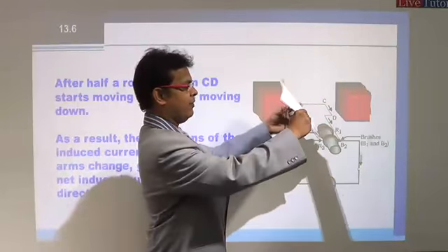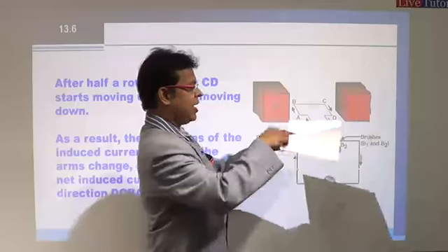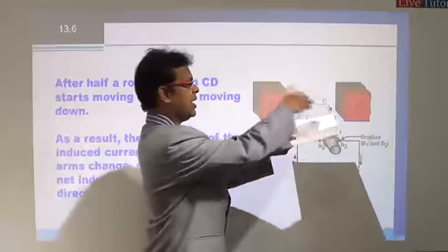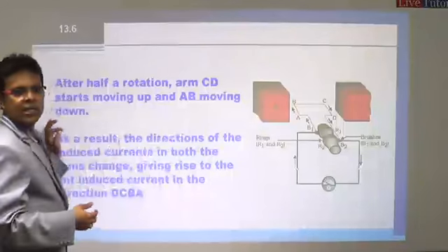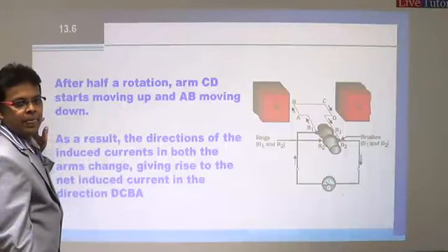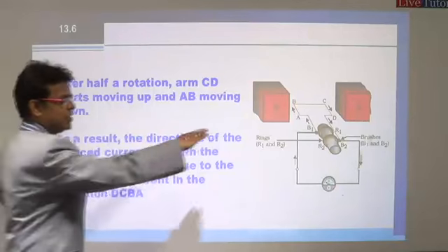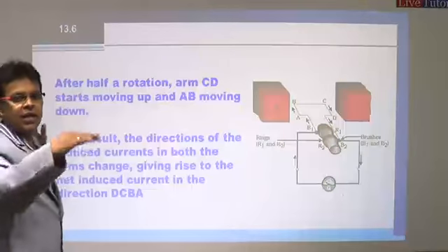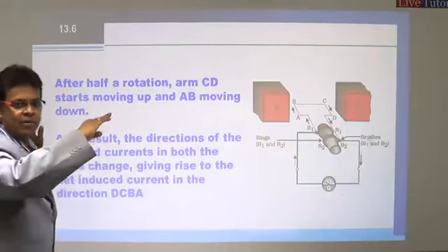Now we have moved for half. This is one half over. What is the second half? Earlier AB was here, CD was here. Now one half is over, so the CD has come here and AB has moved there. That means in the second half, the arm CD starts moving up and AB moving downward. Right? The position is the same, but only the arms have changed. Okay, same position only, one half, 180 degrees. We have rotated 180 degrees. 180 means nothing but half rotation. So the arm CD will now start moving upward, and arm AB will move downward.